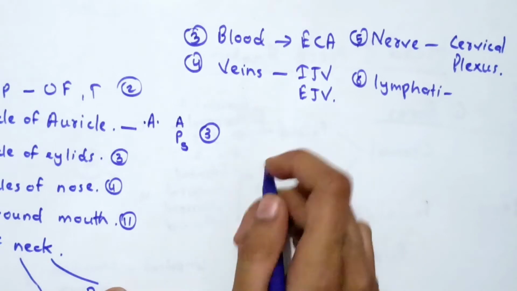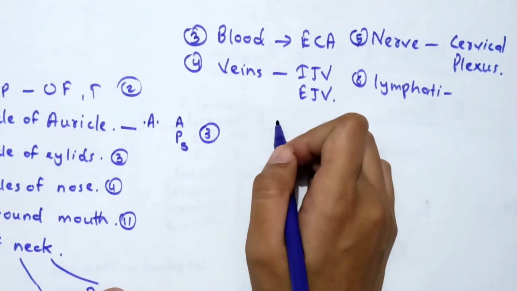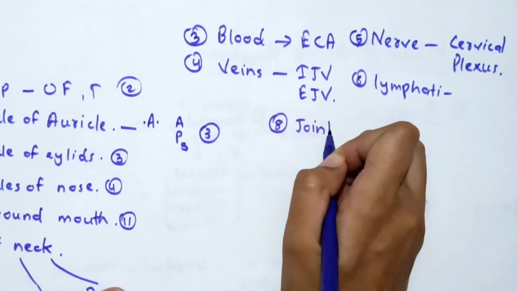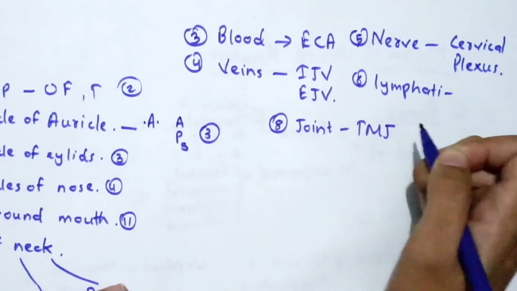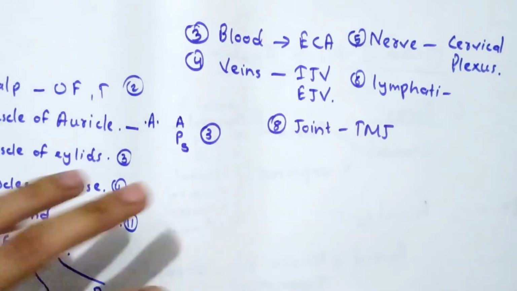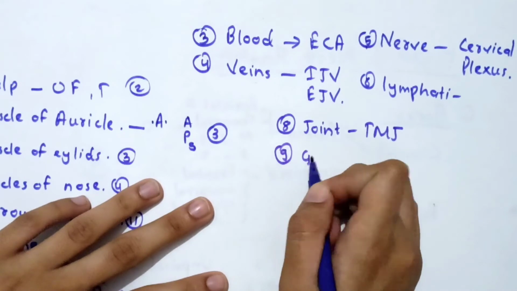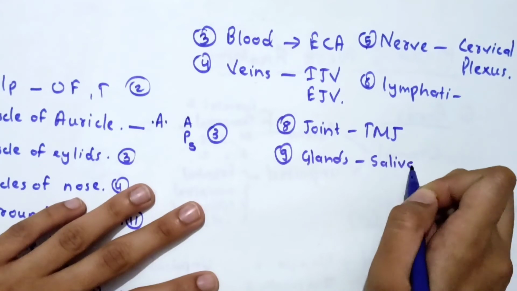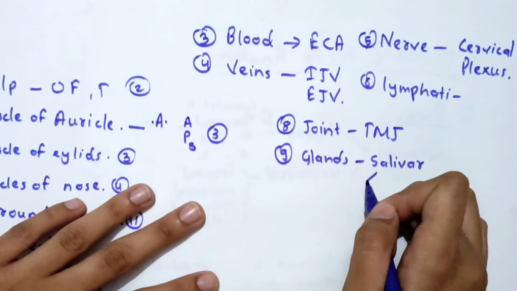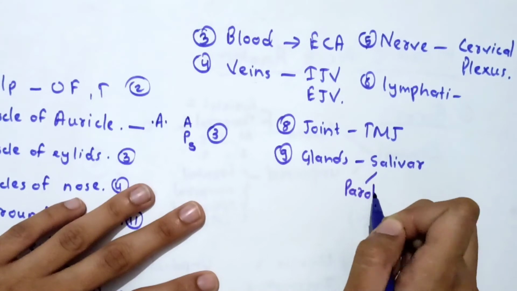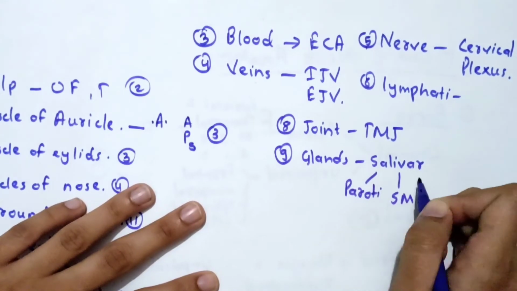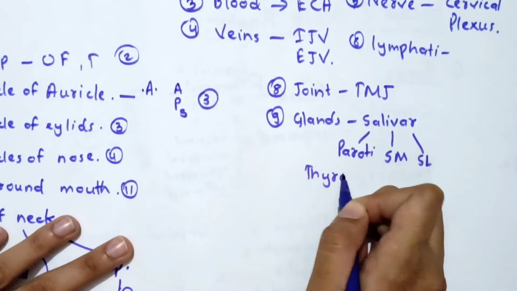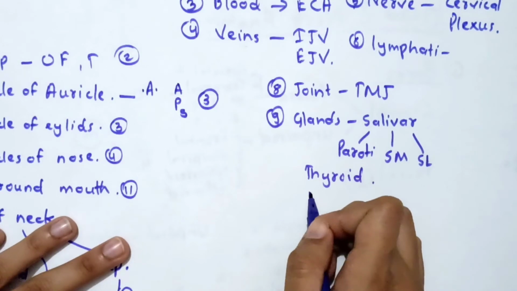Now we have to study the one and only joint of the head and neck, that is the temporomandibular joint. Then we have glands. In the glands we have three salivary glands: parotid, submandibular and sublingual. Then we have the thyroid gland, which is very important. Then we have parathyroid.